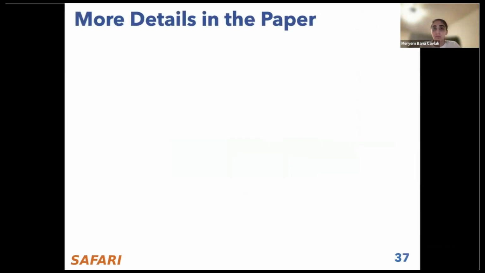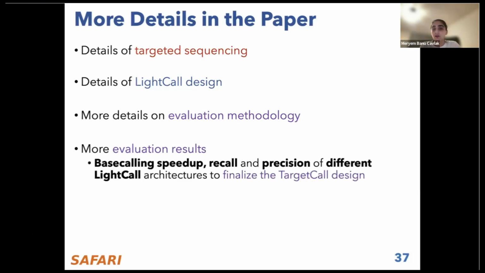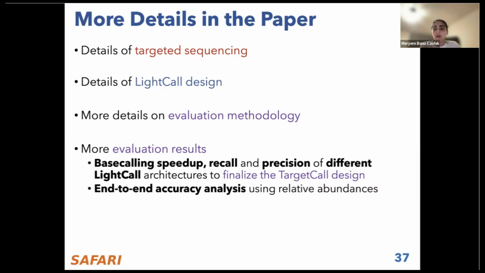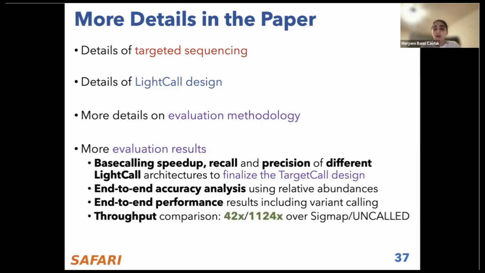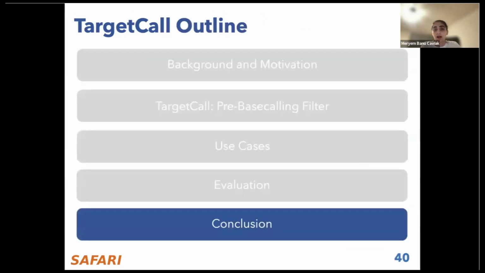We have more details in the paper about targeted sequencing and different light call designs. We have more details on our evaluation methodology, as well as many more exciting results, such as different light call architectures, the speedup, recall, and precision of the different light call architectures we designed, the accuracy and performance analysis of TargetCall across the entire genome analysis stack, and a throughput comparison of light call against SquiggleMap and UNCALLED, where we have more than 1100x better throughput, and a peak memory comparison of these tools. Please check our paper for more detail. We also open source our code, scripts, and data sets on our GitHub page.